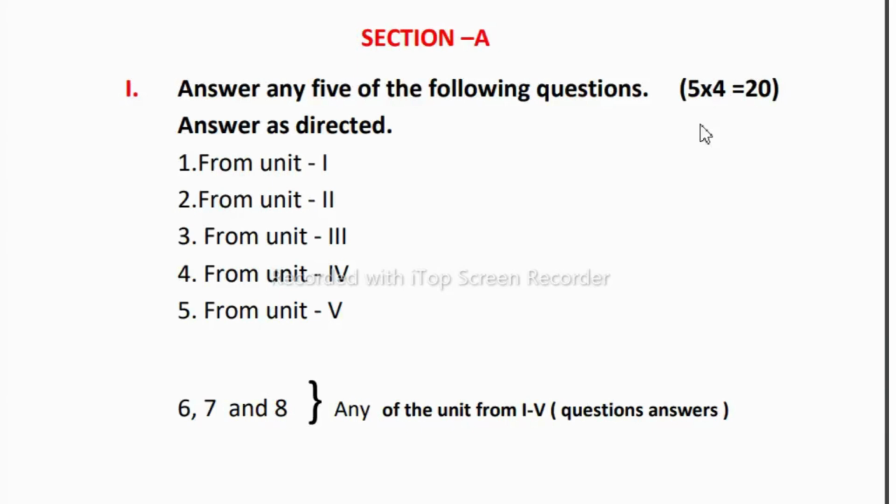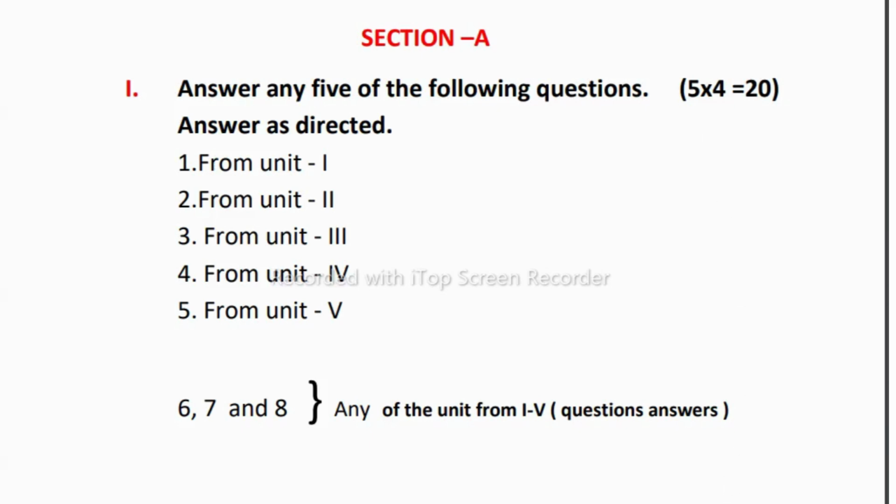Hello everyone. Today we are going to discuss the Degree 3rd Semester Regular Examination 2022 English Model Paper prescribed by Osmania University. The paper has two sections, Section A and Section B, and the time allocated is 3 hours.